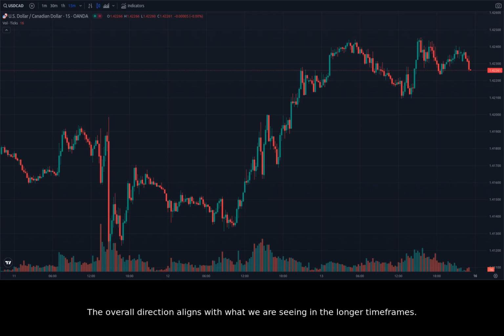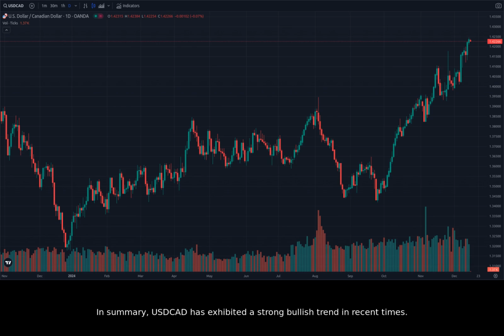The overall direction aligns with what we are seeing in the longer time frames. It's essential to understand that short-term price movements can be very unpredictable. In summary, USDCAD has exhibited a strong bullish trend in recent times.